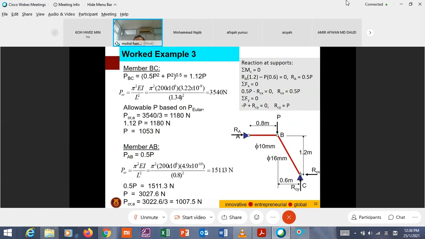Now the analysis. Reaction at support. You take moment at joint C: MC equal to 0. RA multiplied by 1.2 minus P multiplied by 1.6 equal to 0. Therefore, RA equal to 0.5 P. And so on, RCX equal to 0.5 P and RCY equal to P.